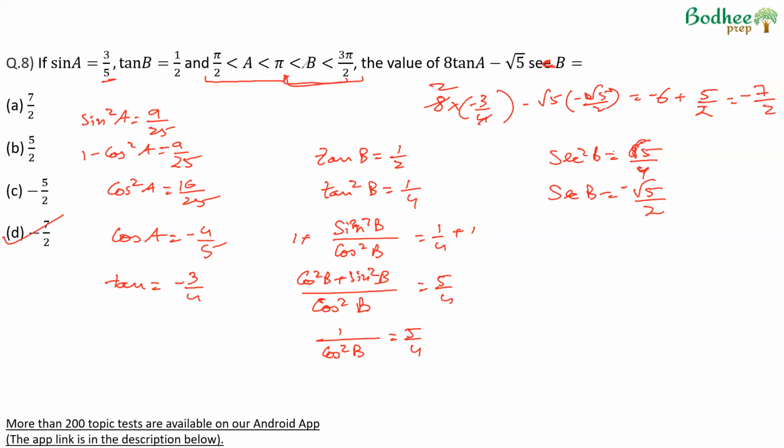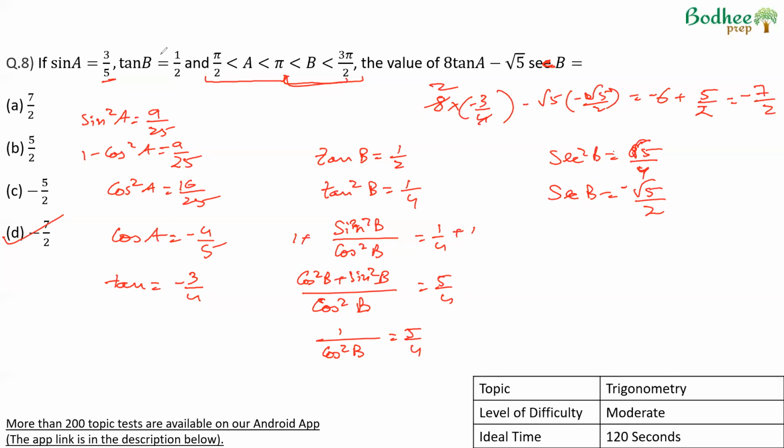Option D. Again, we're mostly putting values, but some time might be required to calculate the sine cos values for both A and B. And we have to be sure about the negative sign as well. So overall, I'm saying moderate, about 2 minutes to solve.